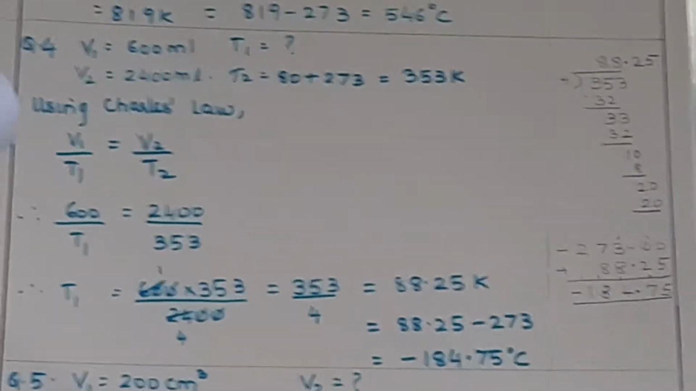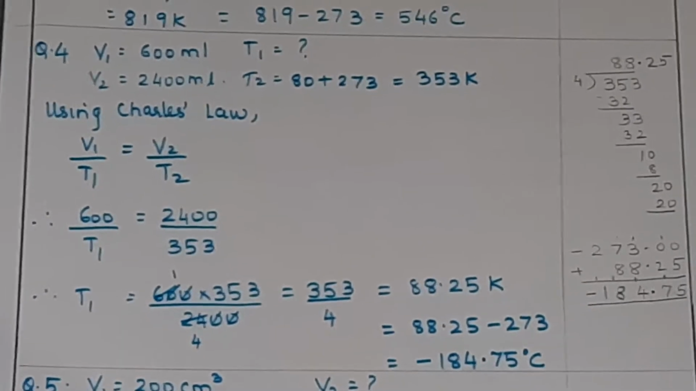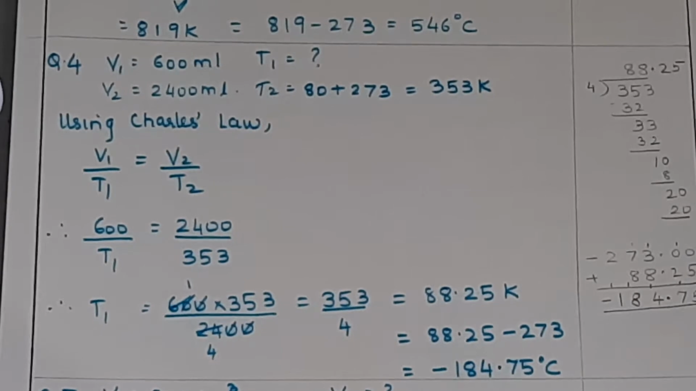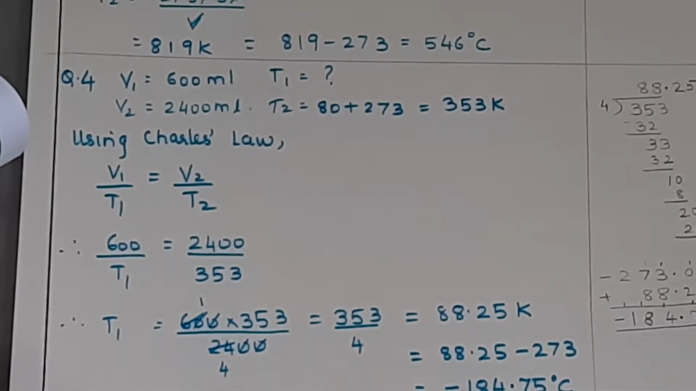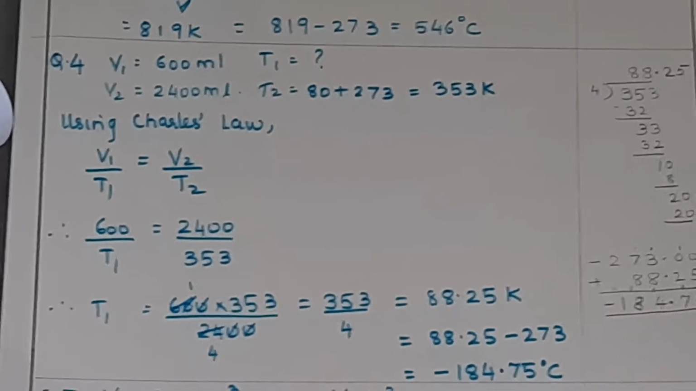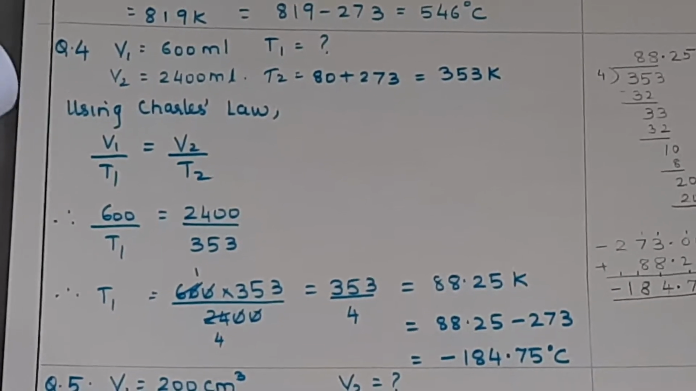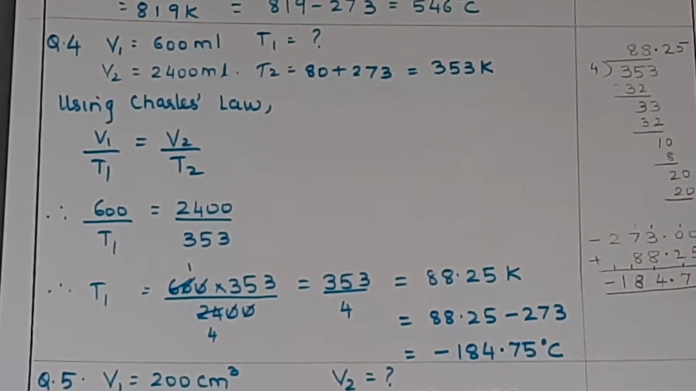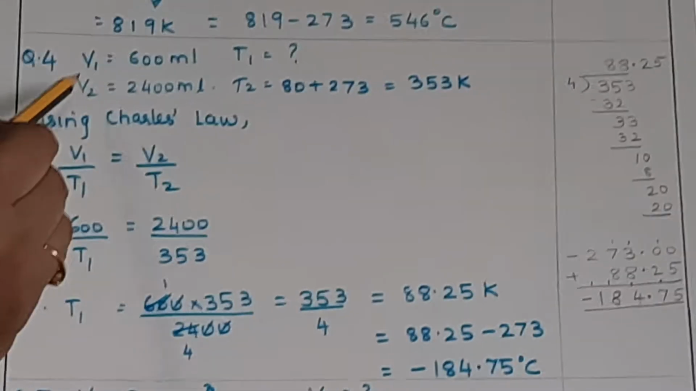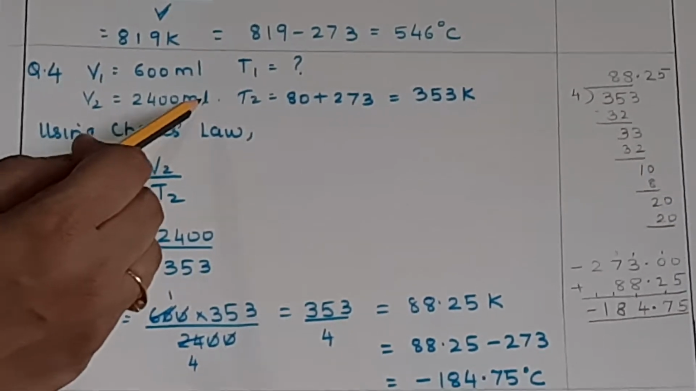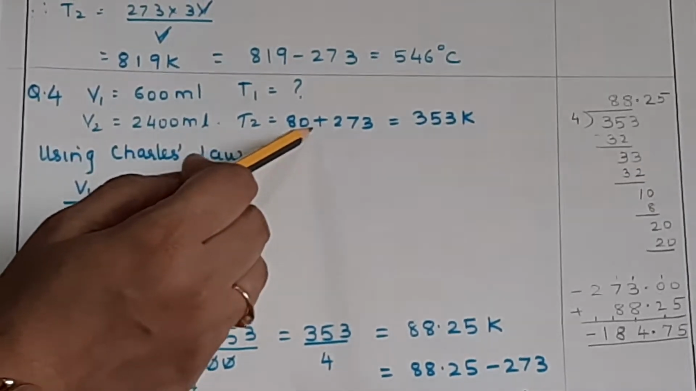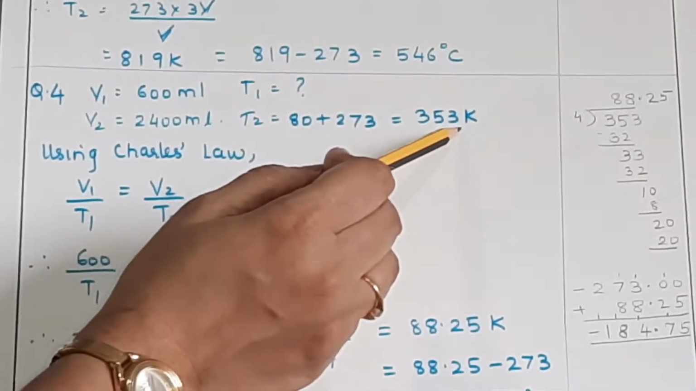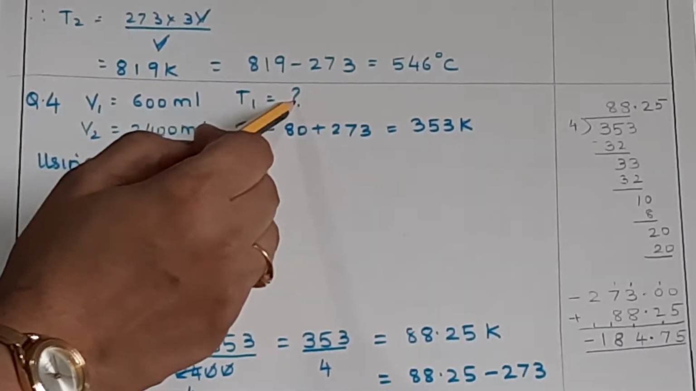A gas at constant pressure occupies a volume of 600 ml. On heating to 80 degrees Celsius, it expands to a volume of 2400 ml. Find the original temperature of the gas. So initial volume is 600 ml, final volume is 2400. Now this 2400 is at T2, that is 80. So add 273, make it 353 K. Initial temperature we don't know.